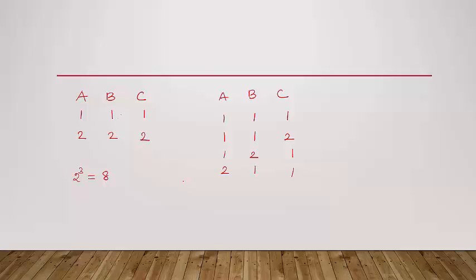Next possible combination is 1, 2, 2. Next 2, 2, 1. Next combination 2, 1, 2. And 2, 2, 2. So while we are considering three input parameters at two different levels, the possible combinations are totally 8. This is called a full factorial design.